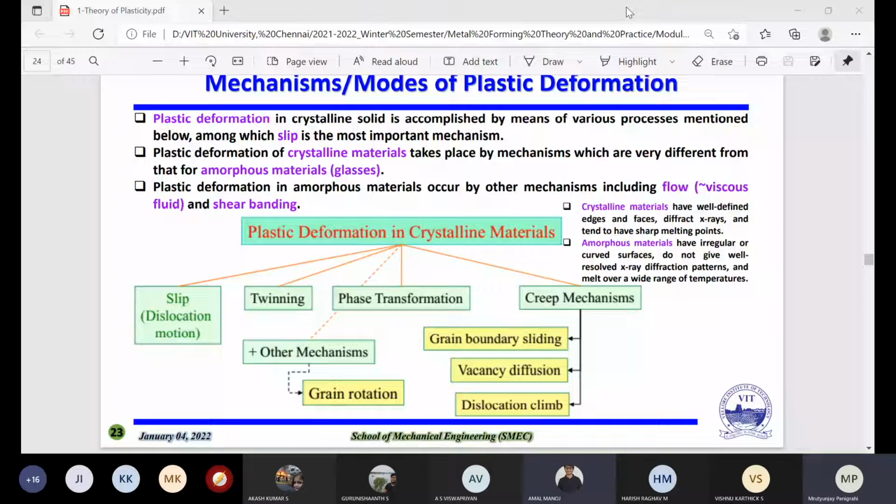Sir, we mainly discussed recrystallization, grain growth, after deformation, how it is formed. But that one we discussed, I think, two or three classes before, recovery and recrystallization. Yes, sir.